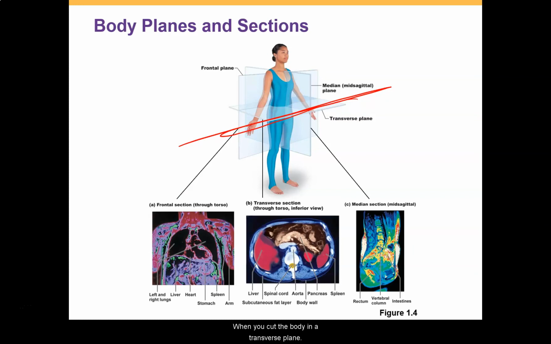When you cut the body in a transverse plane, we create a component that is a superior component and an inferior component. In other words, a transverse plane separates the body into a superior and inferior component. And when we look at the body in a transverse plane, this is what it looks like.